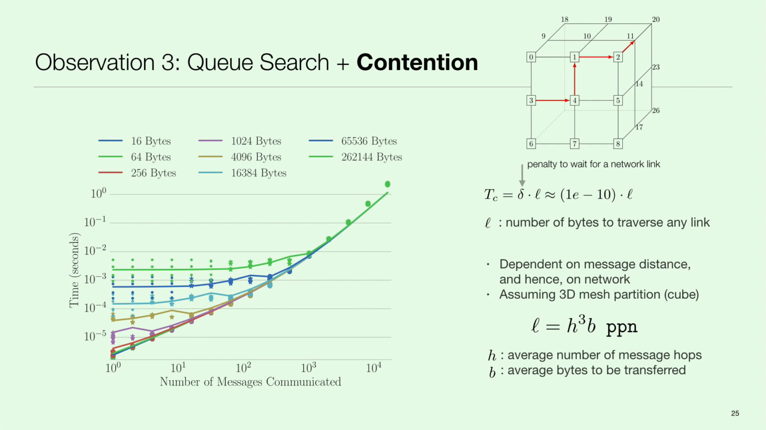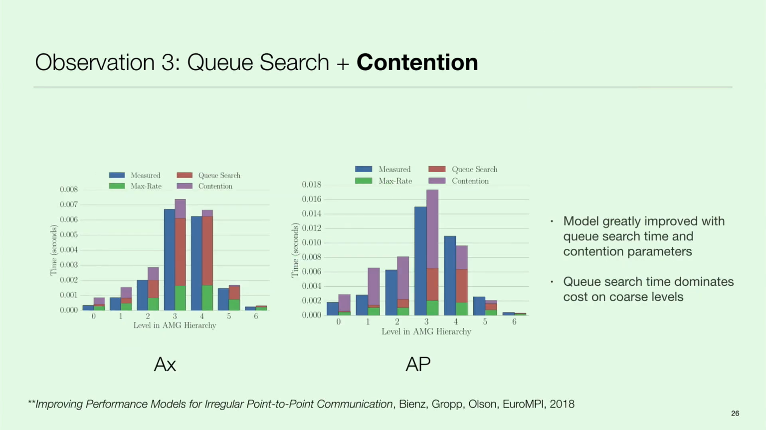Okay, so just to unwrap a little bit, we have a max rate model that penalizes for injection. We have a term for a queue search, which will penalize for post orders. And we have a penalty term for contention, which assumes that we're going to run into a certain number of bytes or penalties on a link of a certain length. Okay. Let's see what that does.